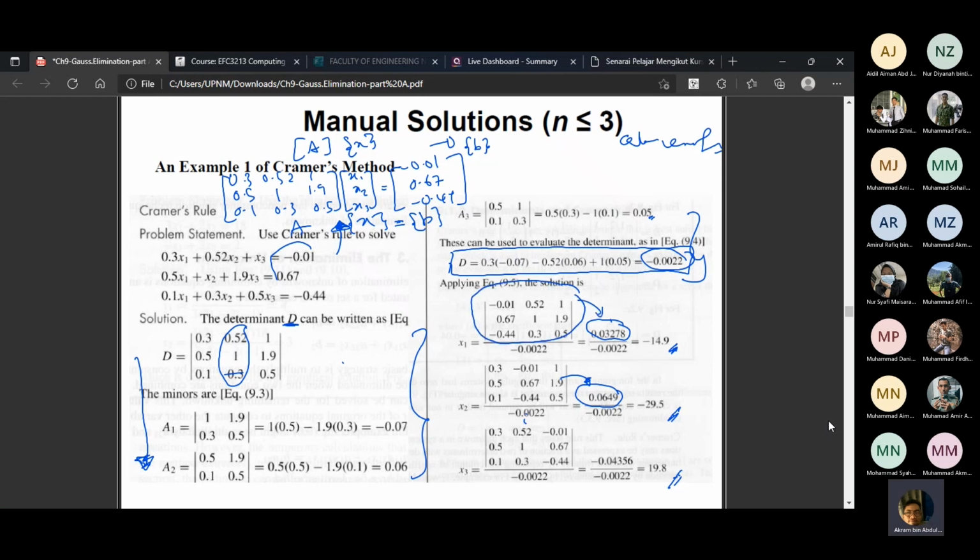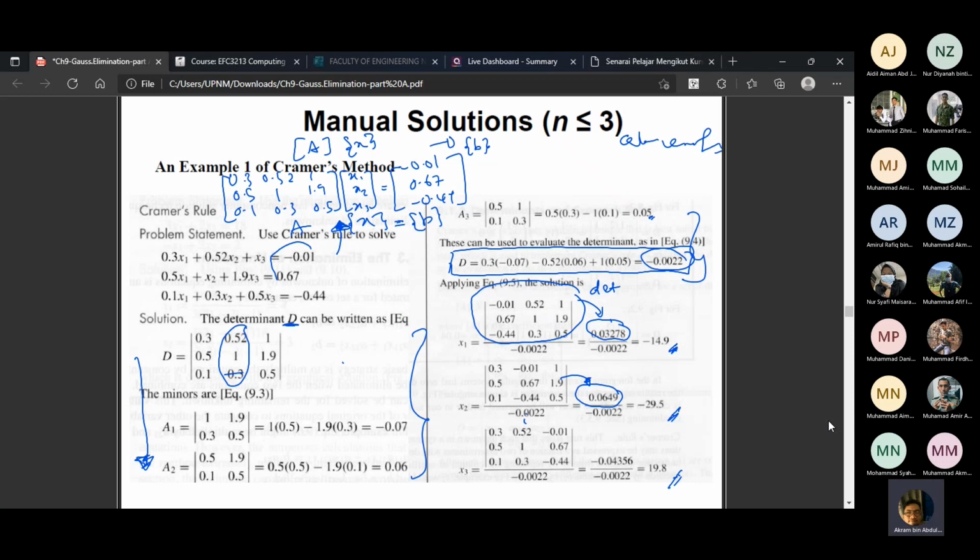So cari determinants ni dahulu. Ini cari determinants bagi matrix ni. So kamu kena ulang balik proses ni, kira-kira dapat D dia berapa. So in this case kita dapat 0.03278. So bahagi dengan negative 0.0022. So kita dapat negative 14.9 for X1. For X2 kita dapat negative 29.5. And we solve X3 kita dapat 19.8.